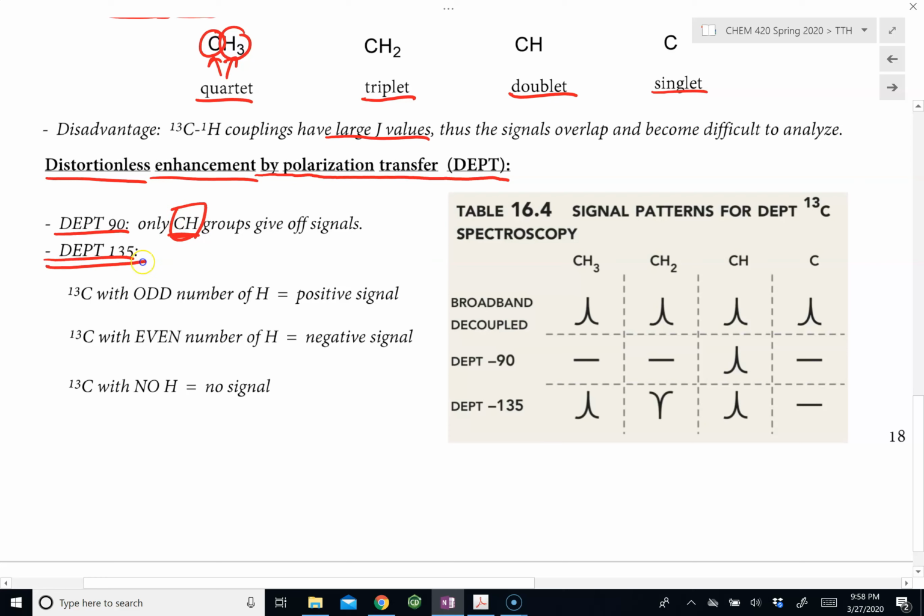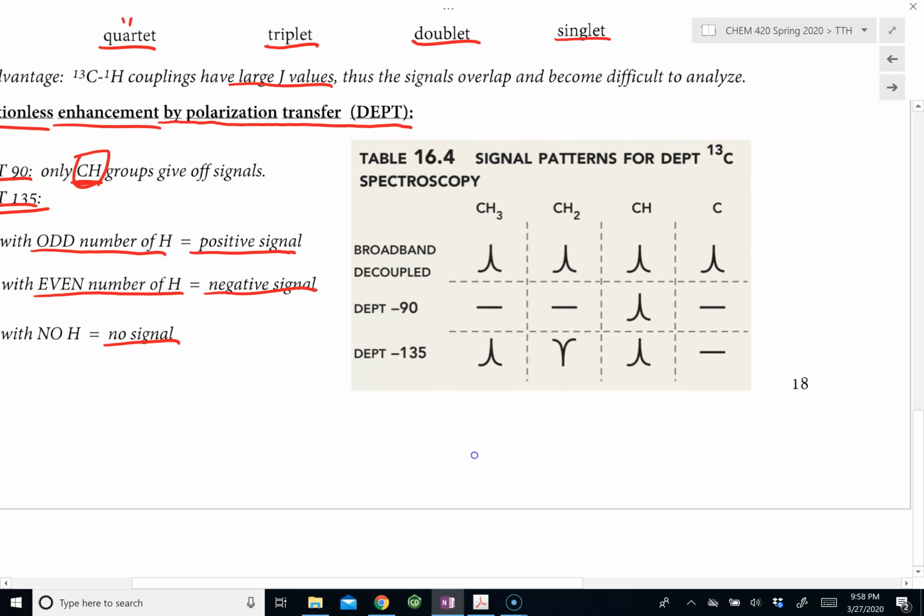And if we were to do a DEPT 135, then if we have a carbon with an odd number of hydrogens, it would give us a positive signal. Versus if we have carbons with an even number of hydrogens, that would give us a negative signal. And a carbon with no hydrogen will not give us a signal at all. So in summary, as follows.